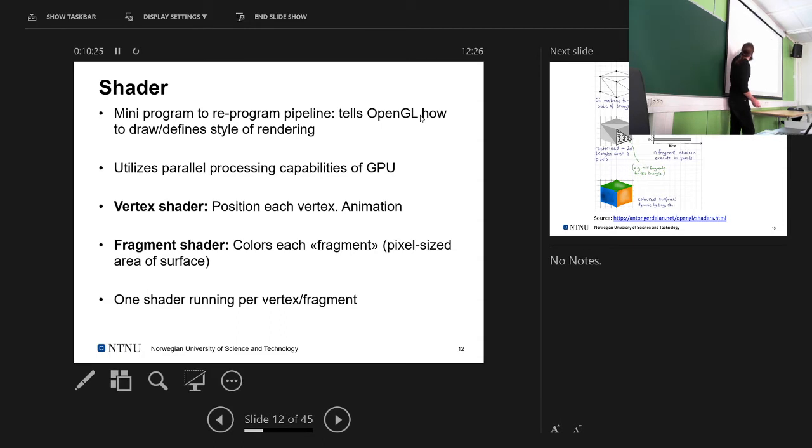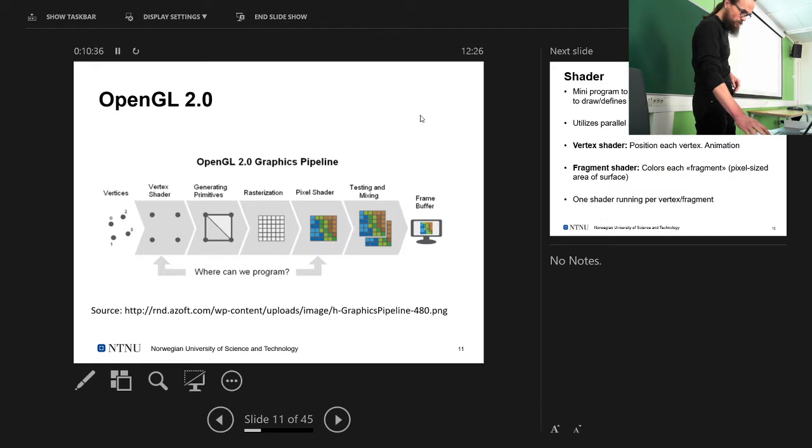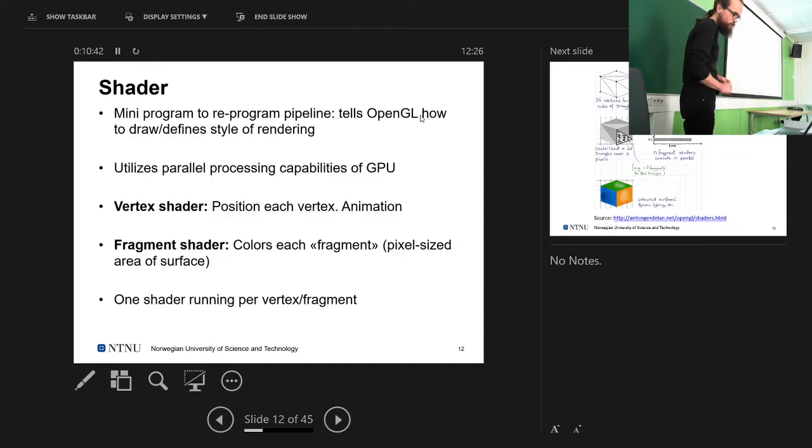Now, the advantage of shaders is that they utilize the parallel processing capabilities of the GPU. I'll get back to that on the next slide. So you saw in this OpenGL 2.0 pipeline, you have the vertex shader and the fragment shader over here, which you can program. And the vertex shader, you basically, in a sense, already dealt with. It's about positioning each vertex, but also changing them over time, like, for example, moving them with the keyboard and those sort of things. So that you do in the vertex shader.